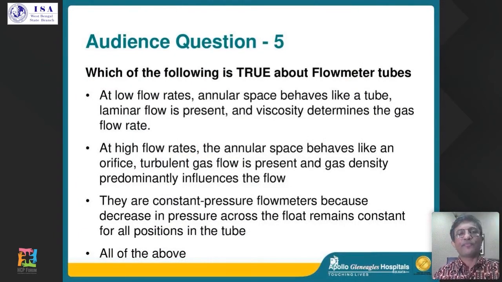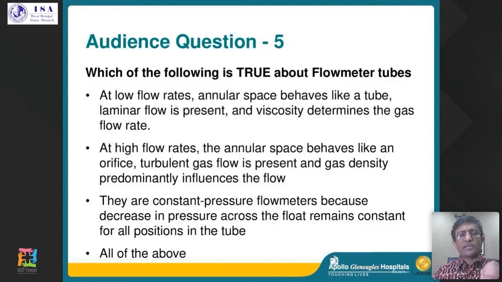So the next one, okay, which of the following is true about flow meter tubes? In the flow meter tubes, which of the following is true? At low flow rates, annular space behaves like a tube. The flow is laminar and viscosity determines the gas flow rate. At high flow rates, the annular space behaves like an orifice. The flow is then turbulent and the gas density predominantly influences flow.